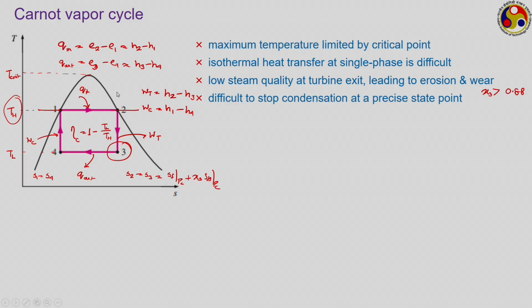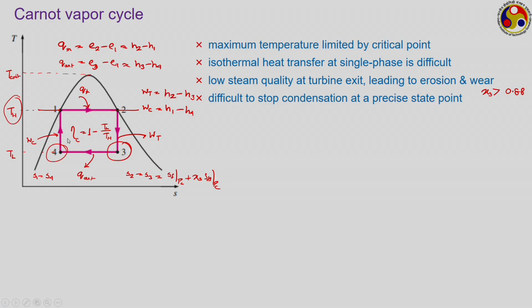Another problem: it is difficult to stop the condensation precisely at this state point 4. As we are having the phase change going on, stopping at a particular quality value again requires significant control operations and still may not be very much possible.